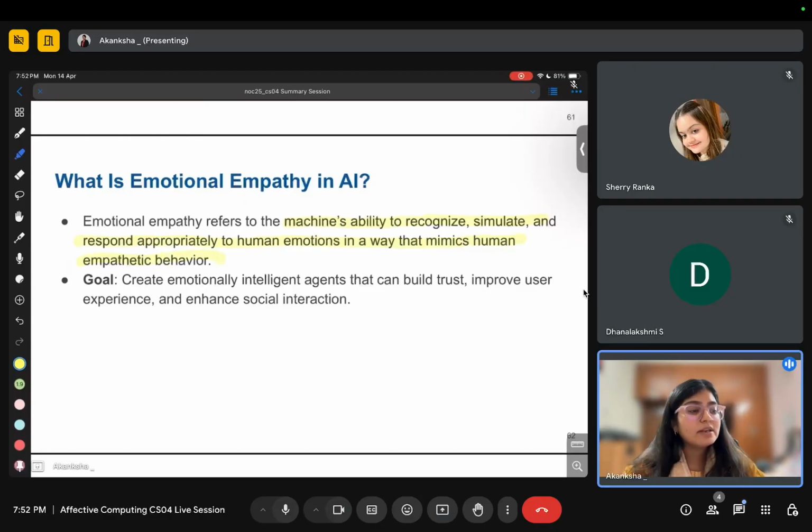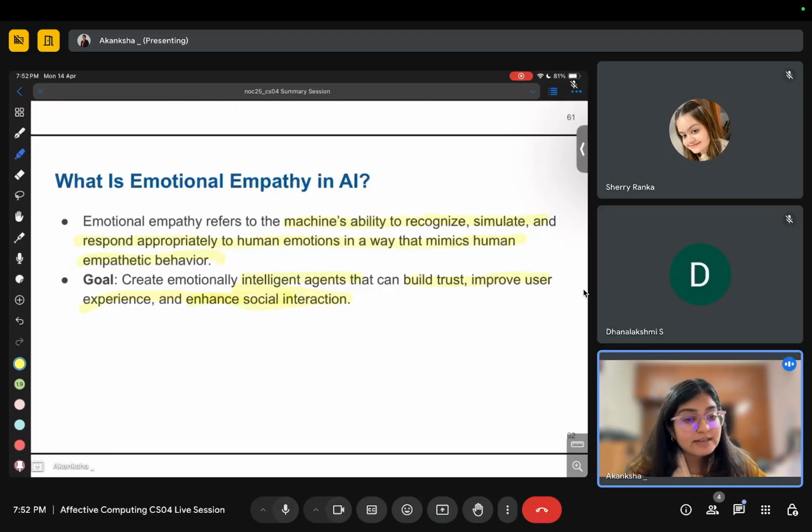Then the goal is to create intelligent systems or agents that can build trust, improve user experience and enhance social interaction. Let's say I'm talking to Alexa, so I say, hi, how are you, I'm not feeling good, but then it is not responding properly. It gives a very robotic response, like today's weather is this and so on. I don't want that interaction, because we want more human-like interaction. More friendly and more emotionally capable.